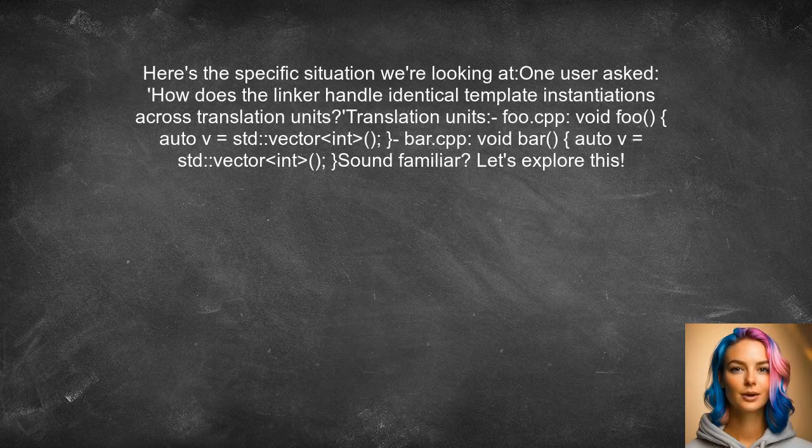Let's set the stage with a specific example. One user asked, how does the linker handle identical template instantiations across translation units? They provided two translation units, foo.cpp and bar.cpp, both instantiating std::vector<int>. Sound familiar? If so, let's explore this together.